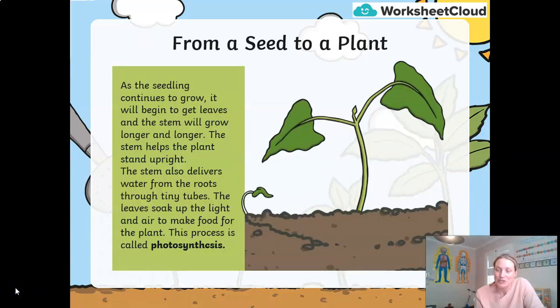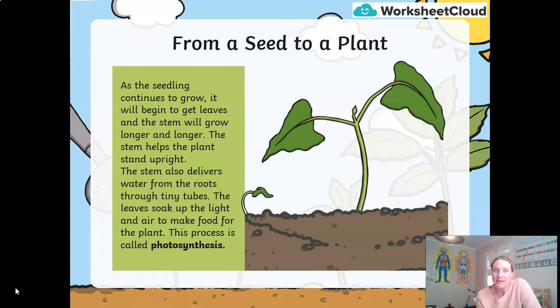As it continues to grow, it will start getting taller. The stem becomes longer and longer for a few reasons. Obviously, it needs to support the plant, but also it might be on the ground and covered by other plants, and it needs to search for that sunlight. And remember, the stem is also very important because it brings up that much needed water and nutrients from the soil, from the roots, into the plant to feed it.